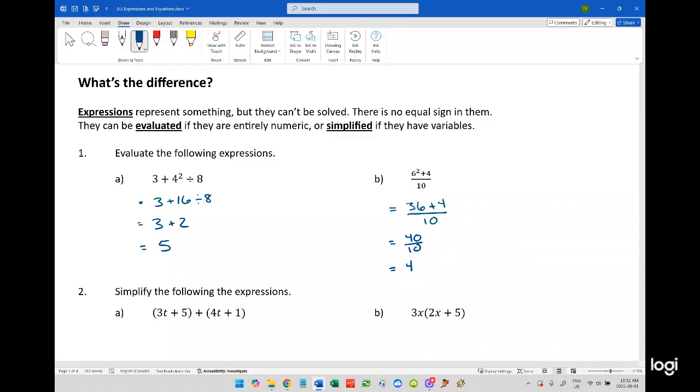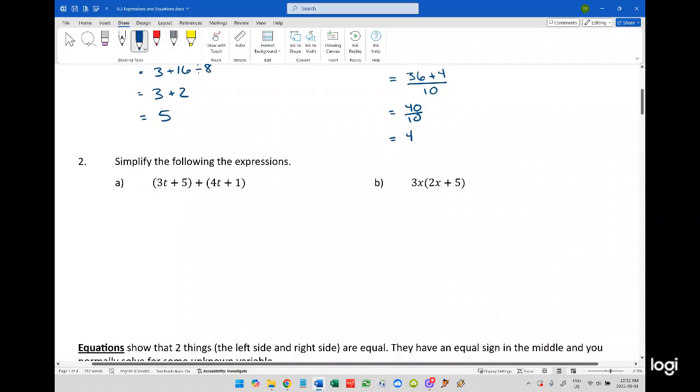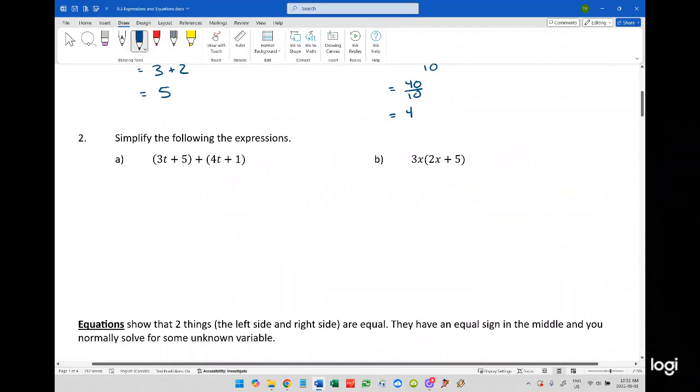Now we can have expressions that do have variables in them, but I cannot solve for those variables. So for instance, question 2a, I'm trying to simplify 3t plus 5 plus 4t plus 1. I can write an equivalent expression to that, something that means the same thing but is simpler, but I cannot solve for t. I cannot tell you what t equals to here.